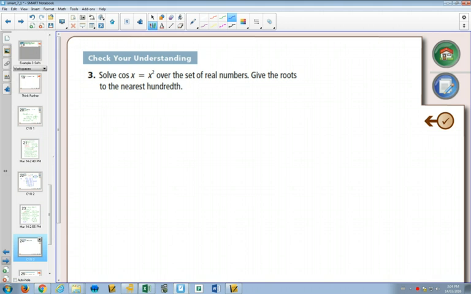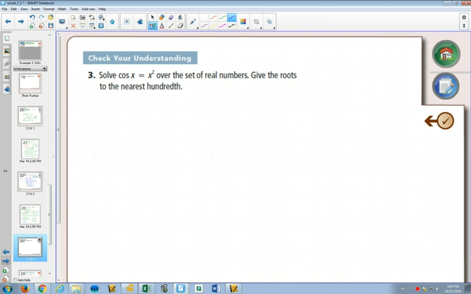Part of what they have on the exam is some questions that the only way you can solve them is using your graphing calculator. And this is one of those kind of questions. So we've got cos x equals x squared. There is no way that you can get x all by itself.